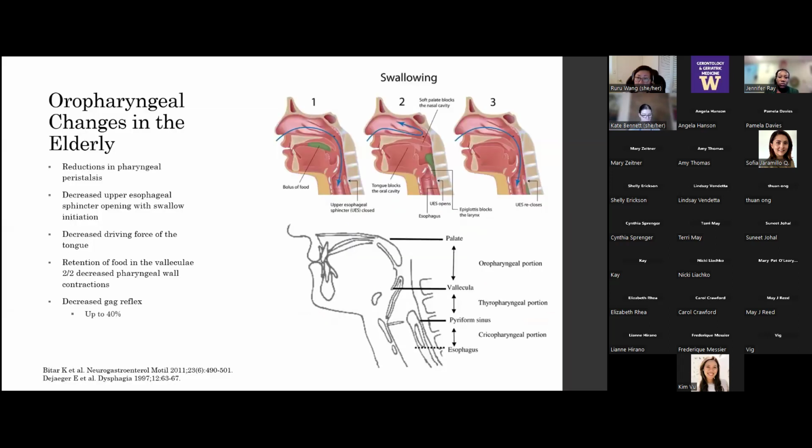So what happens as we get older? A couple different things. One is you'll have reductions in pharyngeal peristalsis. You'll have decreased upper esophageal sphincter opening. If that doesn't open, that food or liquid only has one place to go, which is into the airway. The tongue may start to lose some of its driving force. And then you can have retention in the vallecula if you have decreased pharyngeal wall contractions. Also, interestingly, as we get older, we lose our gag reflex too. So all these components can contribute to oropharyngeal dysphagia, and our speech therapy team is great and can help work on some of these things to help strengthen this.